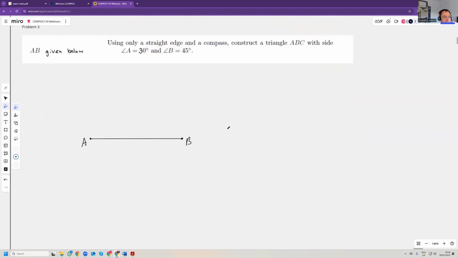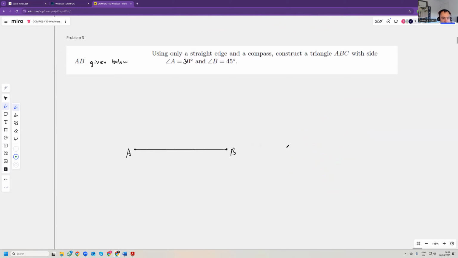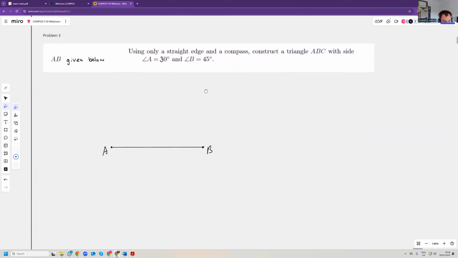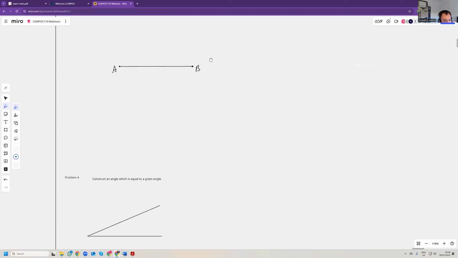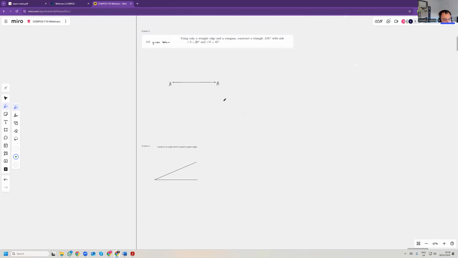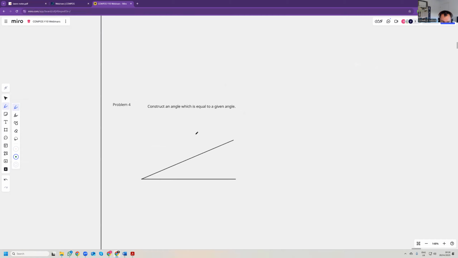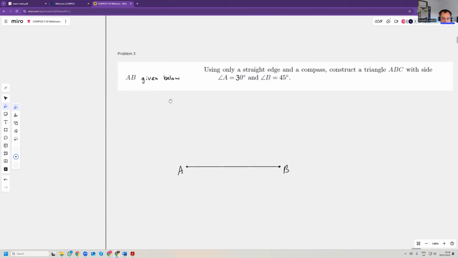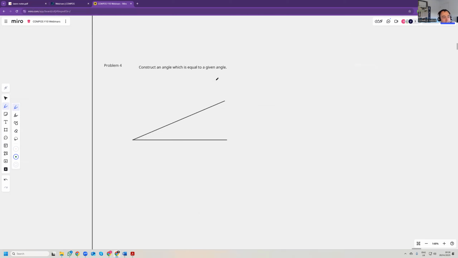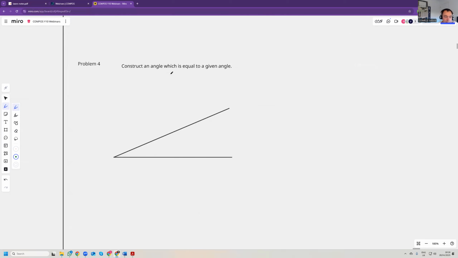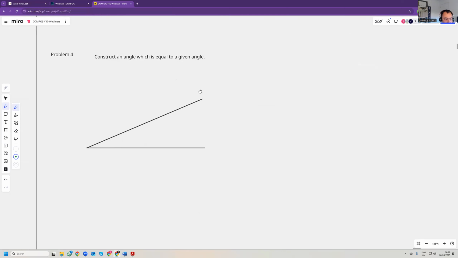Problem 3. Using a straight edge and compass, construct a triangle ABC with side AB, which is given below. Angle A is 30 and B is 45. Interesting. Actually, you know what? We actually need to do question 4 first, and then we can do question 3. Okay. Question 2. Construct an angle which is equal to a given angle.